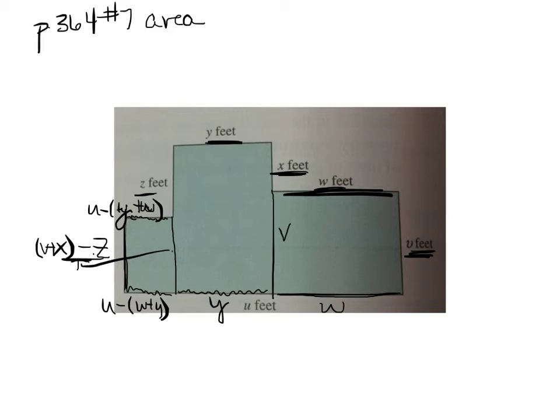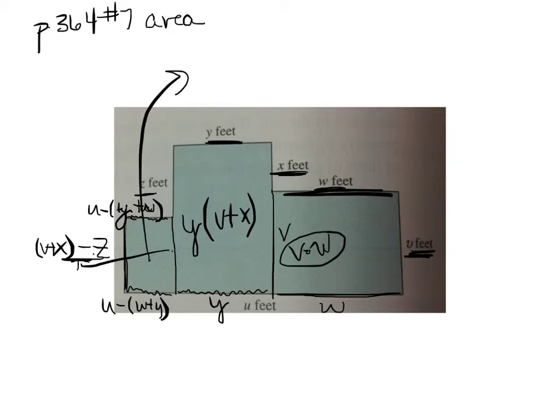So the area of the right rectangle would be V times W. The area of the middle rectangle would be Y times V plus X, since the long side is V plus X. And the area of this left rectangle, I'm going to put it up here because it's already messy, is V plus X minus Z times U minus W plus Y.